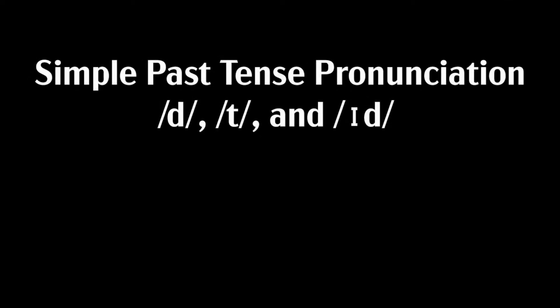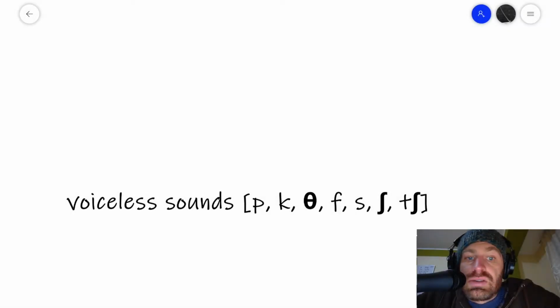In this video, I'm going to describe voiced and voiceless sounds and describe how that affects the simple past tense pronunciation. So voiceless sounds in English are sounds that do not have a voice. For example, p, k, f, s, sh, and ch. To give you some examples of words: pack, kill, think, fat, sit, shit, and chip.